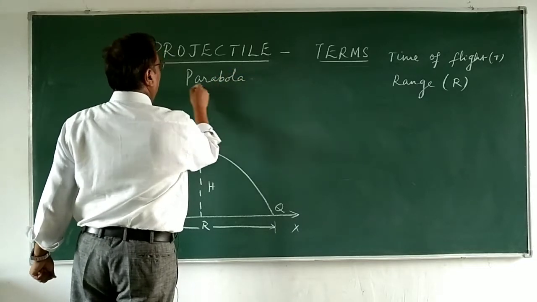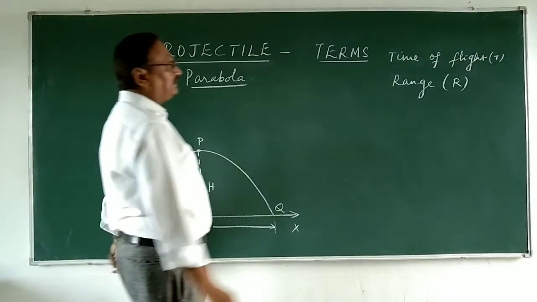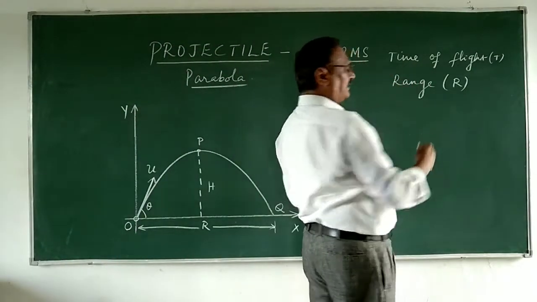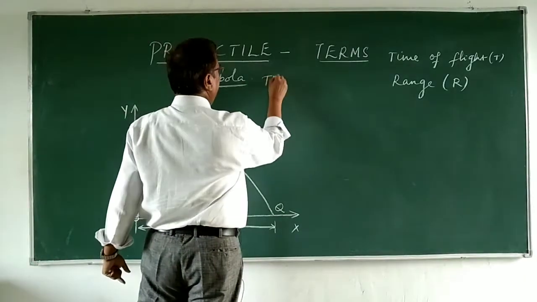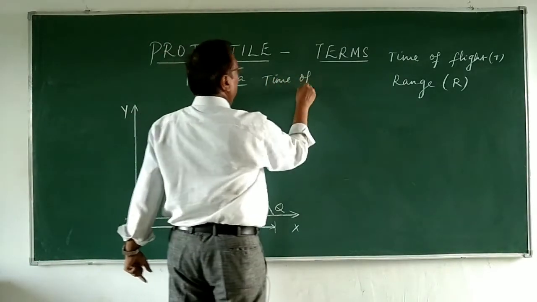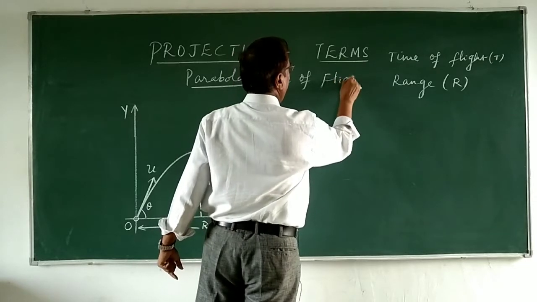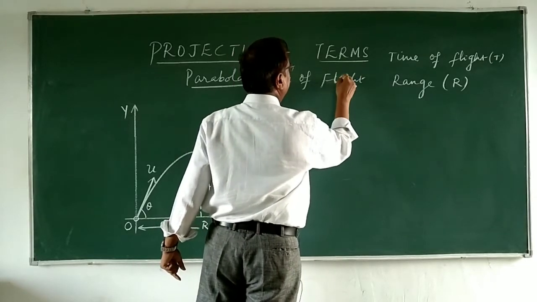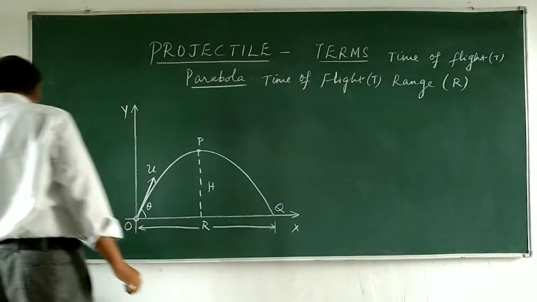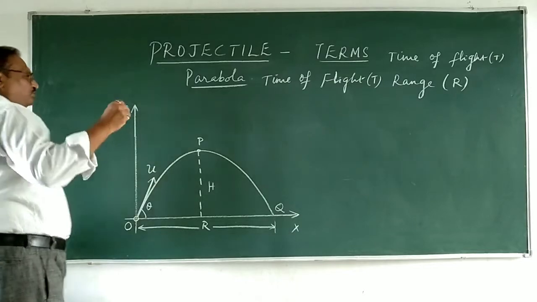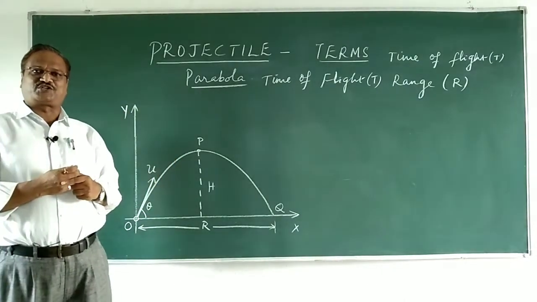Now what we are going to do today, we are going to define these three terms and then find an expression for each. First one today we will take is time of flight. We will call this capital T, time of flight. Now what is the time of flight? Basically we are going to use the three equations of motion.